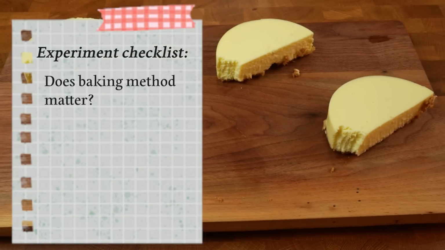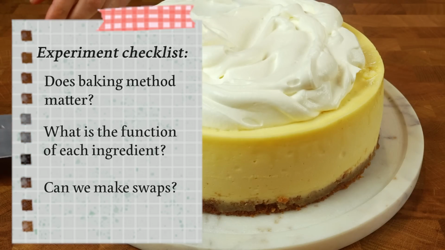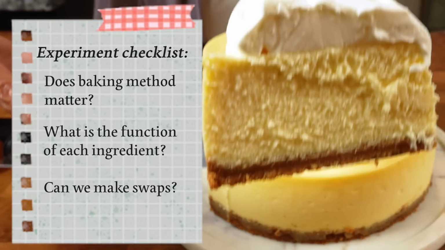Do cheesecakes have to be baked a certain way? What happens when we swap out ingredients? And how will I use all this information to build my perfect cheesecake recipe?